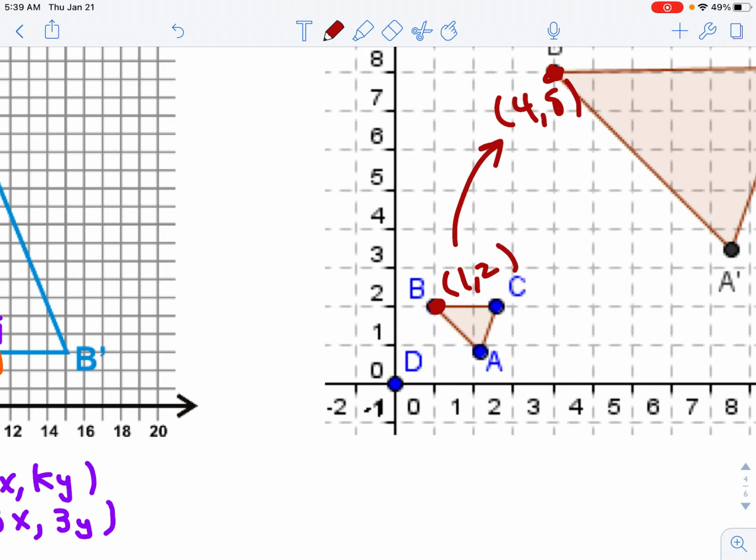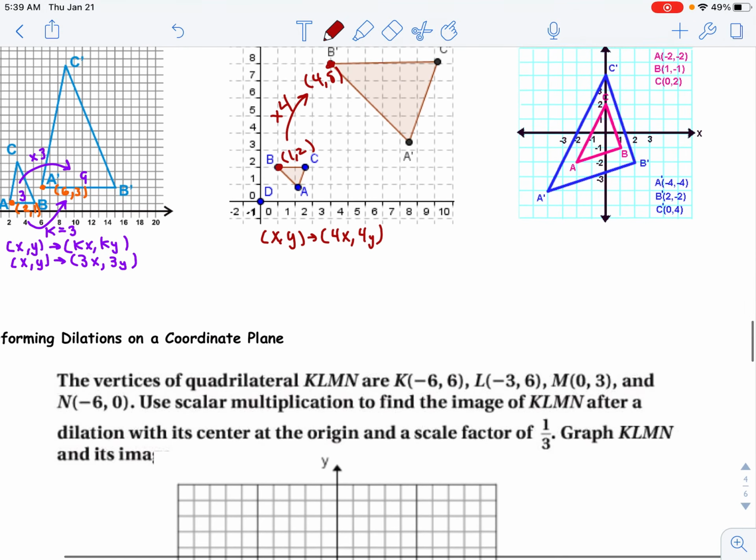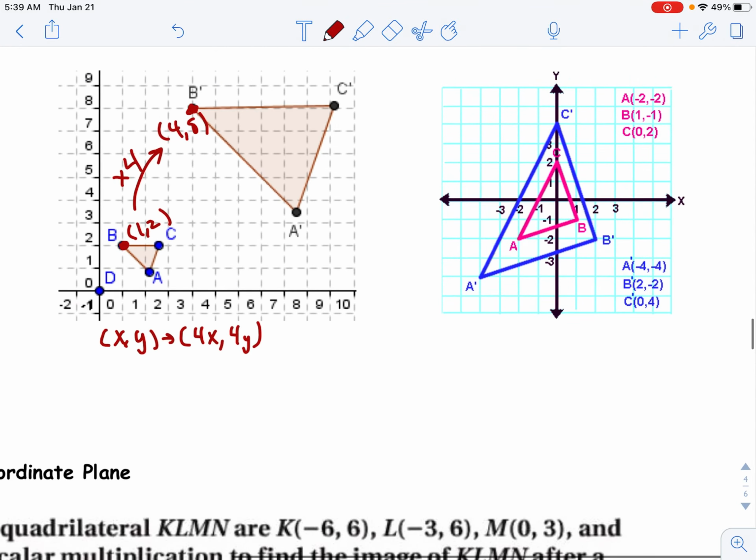So what am I doing? What am I multiplying each coordinate by? 4. So just X, Y arrow 4x, 4y. And these all turn out to be enlargements, but that's okay. A is negative 2, 2. A prime is negative 4, 4. Again, this holds true for any pair I pick, but just another scale factor, and this one is 2.